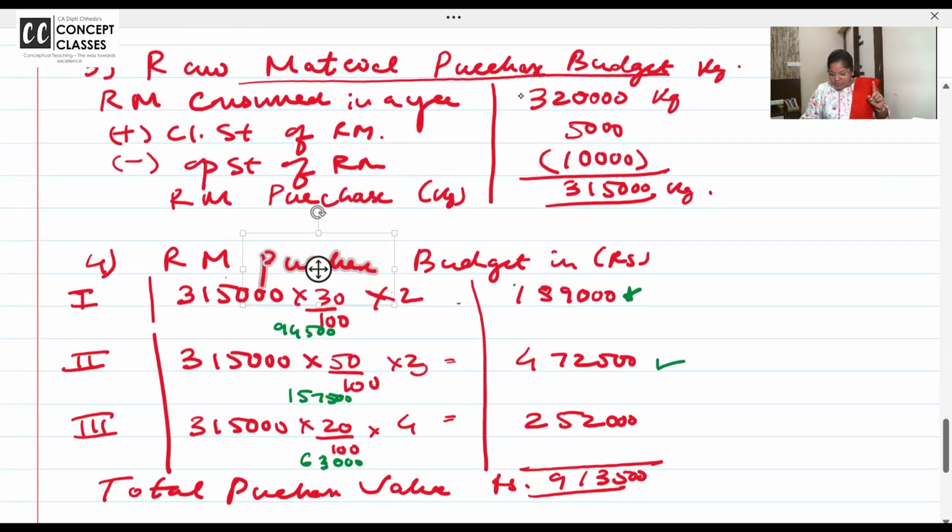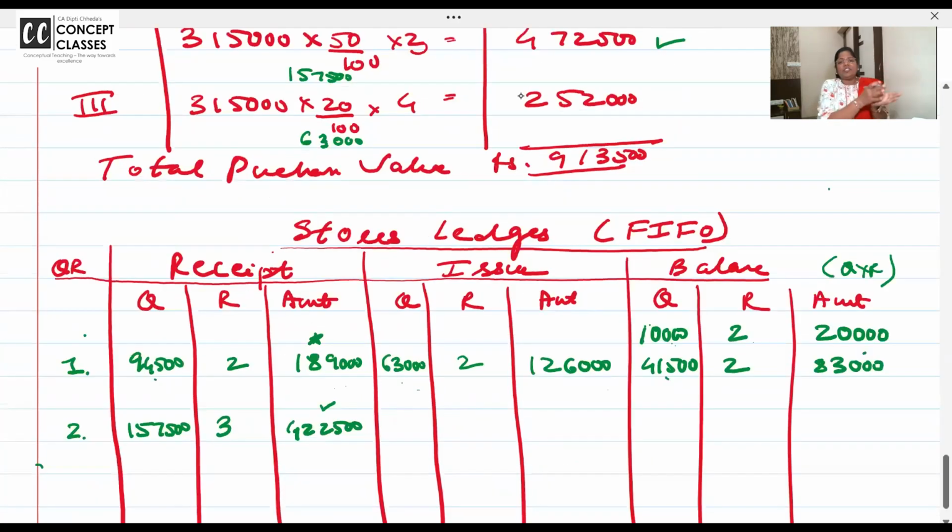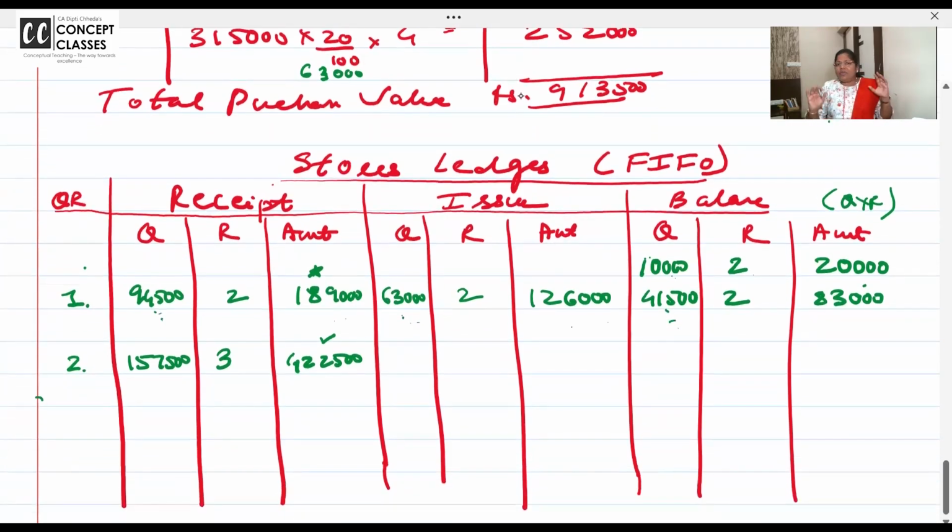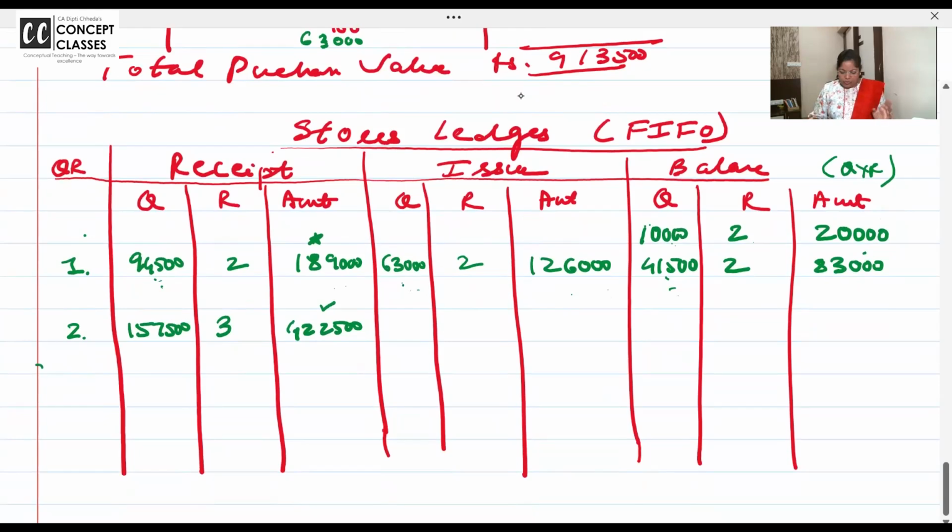Ma'am, 63,000 units, what rate I should issue? First, what has come? 10,000 units at 2. And out of 94,500 also, 53,000 at 2. So like that you issue 63,000 and this is your closing balance. Closing balance कैसे आया? 10,000 plus 94,500 minus 63,000. It's all at 2. Abhi the googly will start. Store's ledger is only rarely asked, but asked, of course.